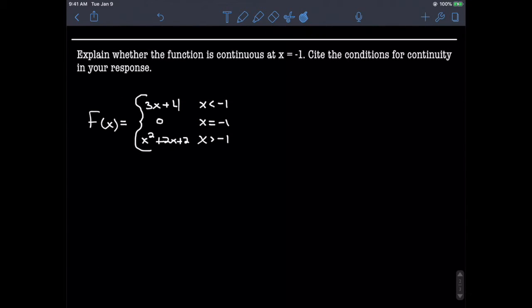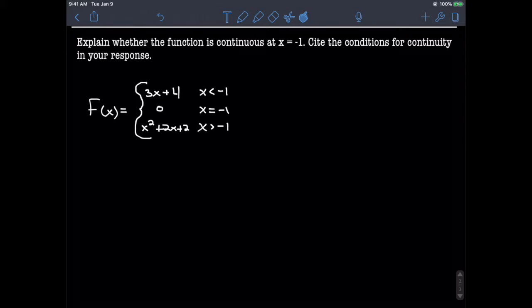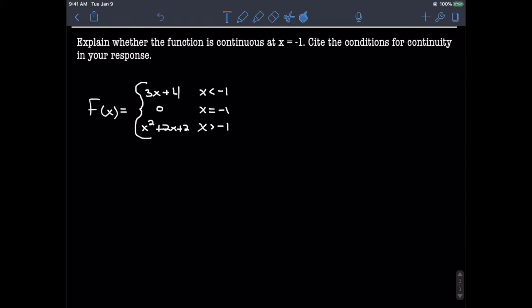Alright, moving on, we have a piecewise function here. F of x is equal to 3x plus 4 when x is less than negative 1, 0 when x is negative 1, and x squared plus 2x plus 2 when x is greater than negative 1. And we want to show that this thing is or is not continuous at x equals negative 1.